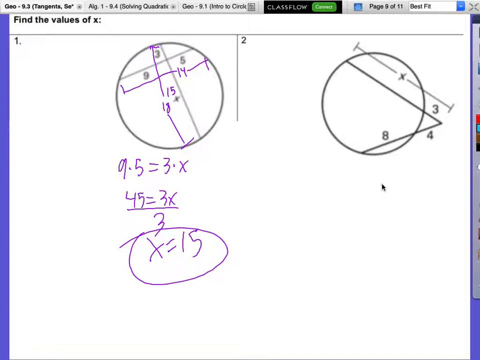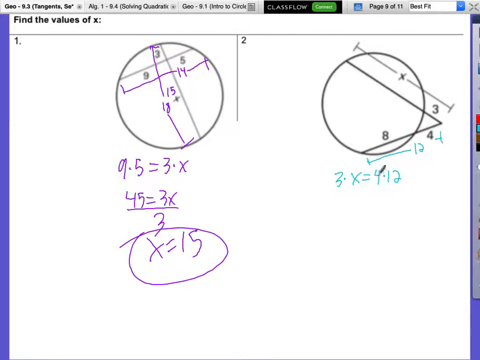Josie, you want to help us set this one up? Okay, so you take 3 times x, right? And you take 4 times 8. Not quite. 3 is the external times the whole thing, x. 4 is the external. What's the whole thing? 12. It'll be 4 times 12. That makes more sense. Thank you.